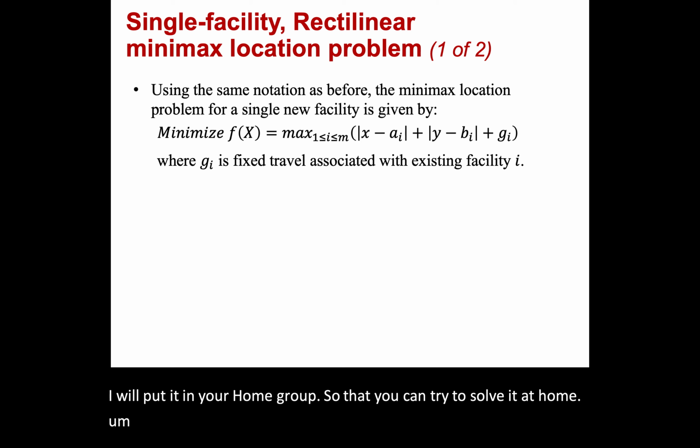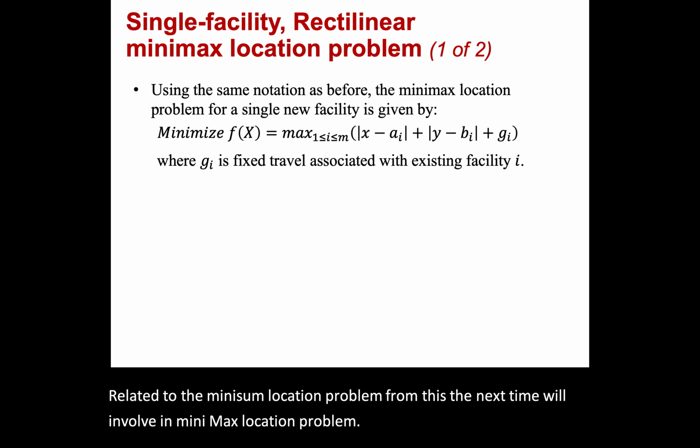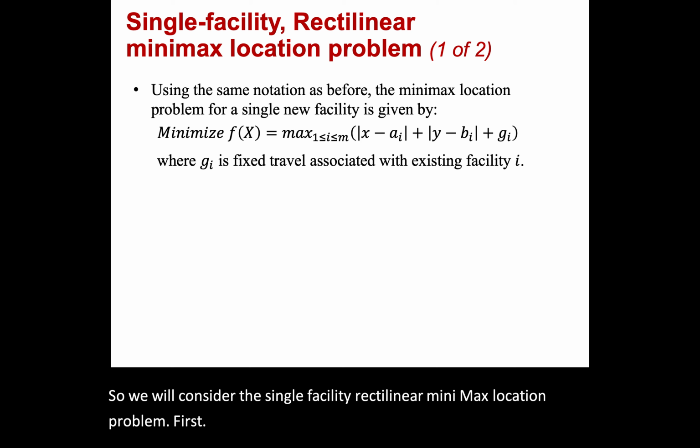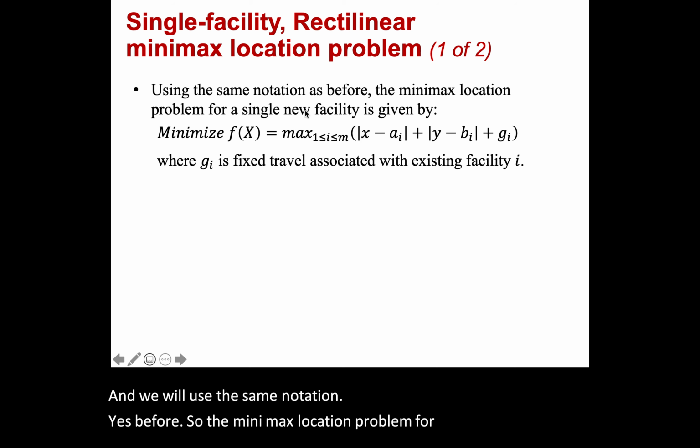Okay, so far we have done two types related to the minisum location problem, and the next type will involve the minimax location problem. So we will consider the single facility rectilinear minimax location problem first. And we will use the same notation as before. So the minimax location problem for a single new facility can be written like this.